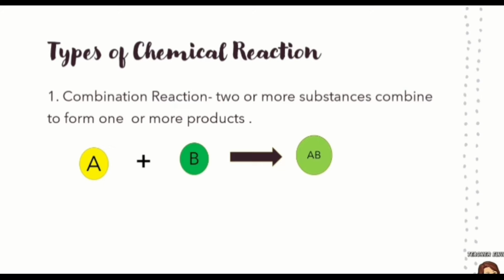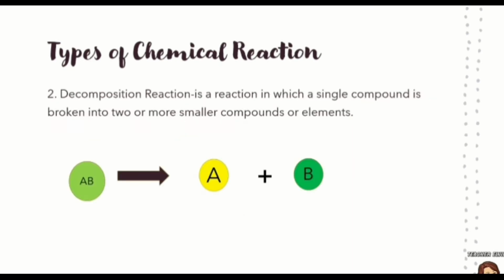In a combination reaction, 2 or more substances combine to form one or more products. The general equation is A plus B, then it will produce product AB. An example of the equation is the reaction between sodium and chlorine to produce sodium chloride. So you can see here that two elements are combined to form a single product.